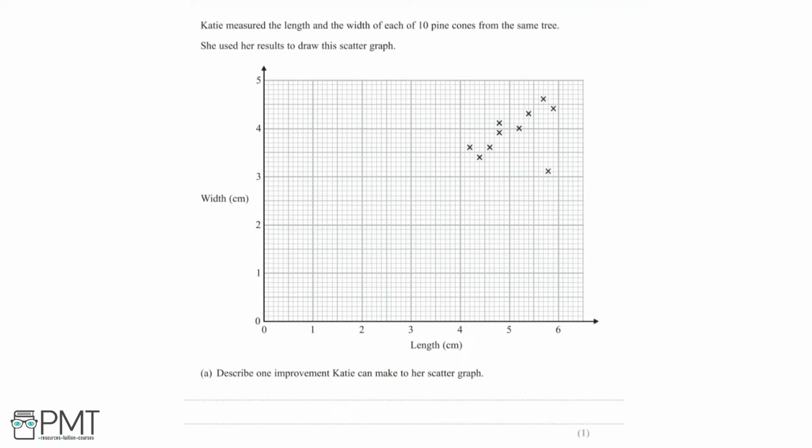Taking a look at the graph, we can see that we have all of this empty space over here. And now this is because Katie started her graph at the point 0, 0. And so we can say that one improvement that Katie can make is that she can change her axes, so that her axes don't start at the origin.